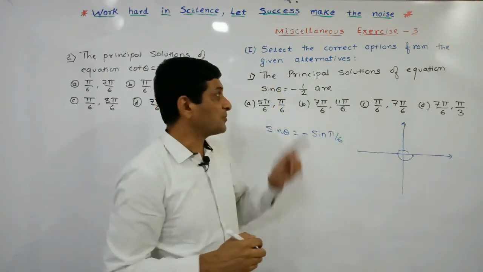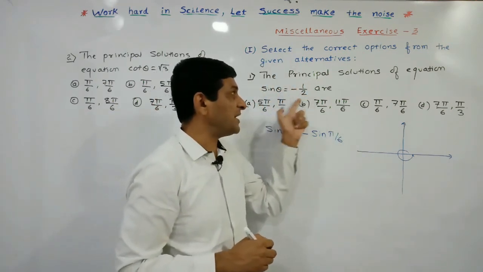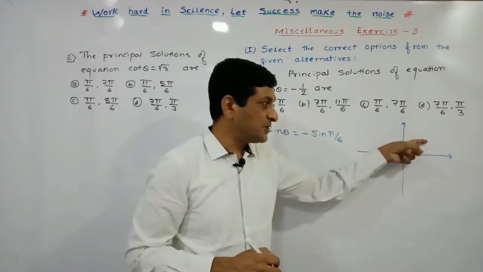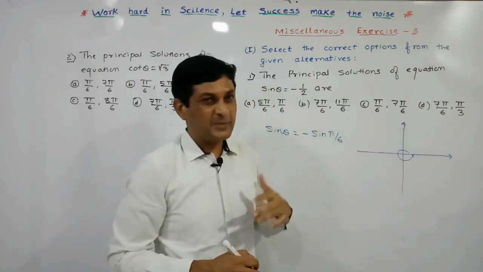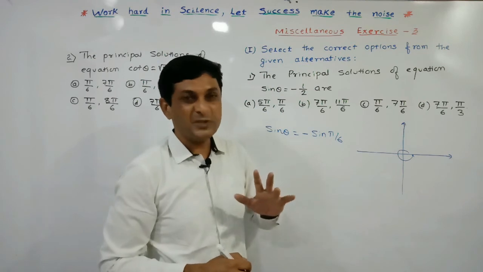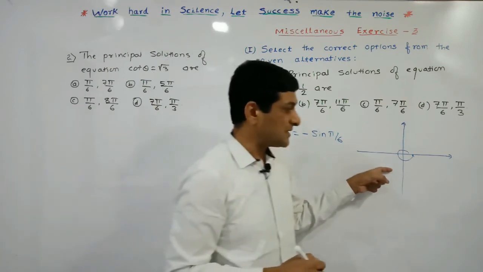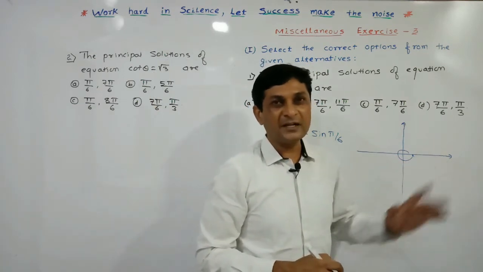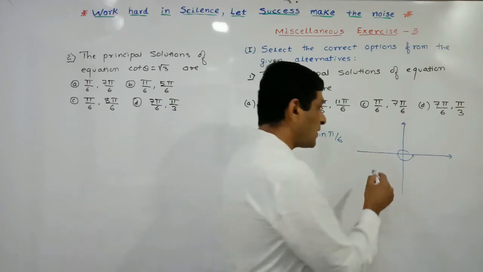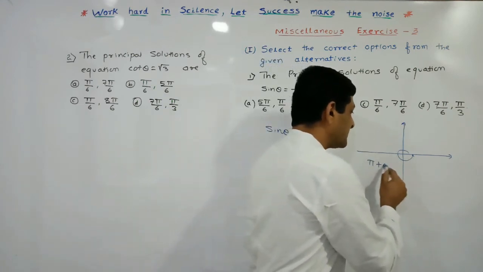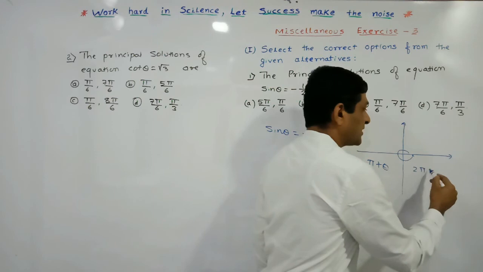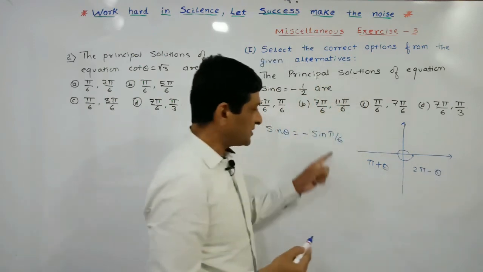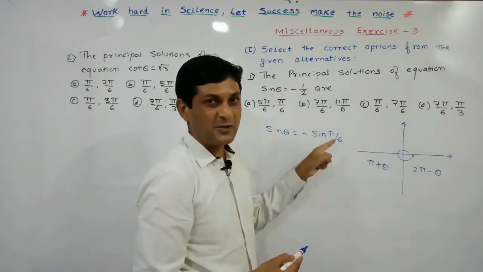Now here we can observe that the value of sine is negative. We know that sine is positive in the first and second quadrant. Since the value of sine is negative, one principal solution lies in the third quadrant and another lies in the fourth quadrant. Third quadrant means pi plus theta, and fourth quadrant means 2 pi minus theta.